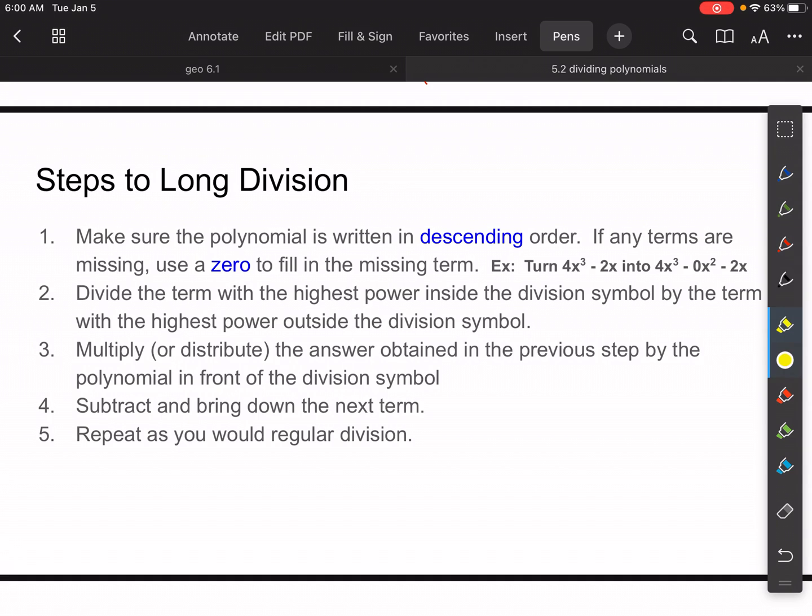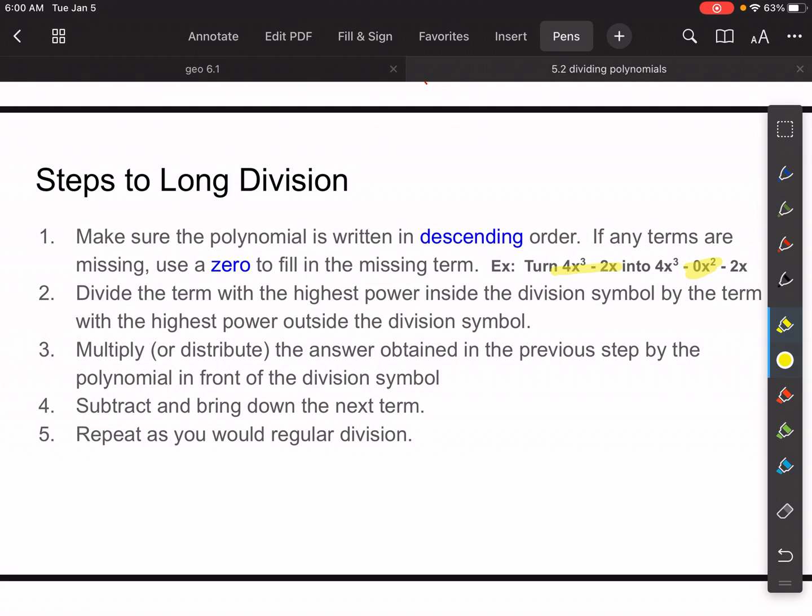For instance, if you had 4x to the third minus 2x, if you're doing division here, we have to hold place values for every missing degree. So notice they put a 0x squared. There's no x squared term, so we have to hold the place value there, and I'll show you why in just a minute. Number 2, divide the term with the highest power inside the division symbol by the term with the highest power outside the division symbol. Again, that'll make more sense in a minute, so we'll refer back to these.